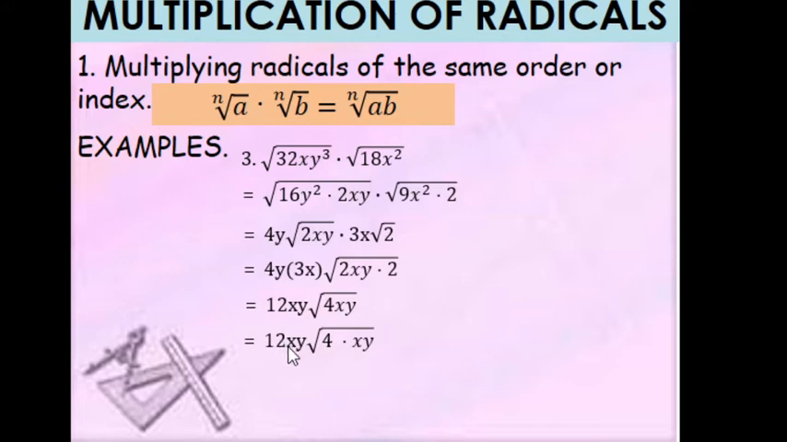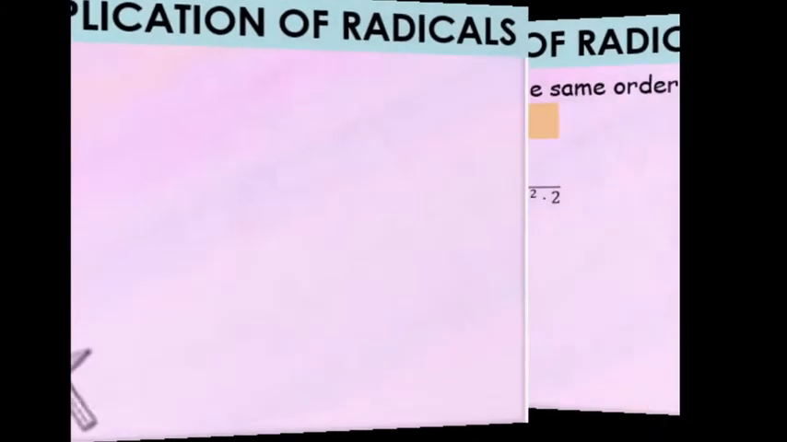So, this will become 12xy square root of 4 times xy. So, ngayon, kukuhanin natin ang square root ng 4 which is 2. And kailangan natin siyang i-multiply dito sa 12xy. So, this will become 12xy times 2 square root of xy. And then, simplify. So, this will become 24xy square root of xy. So, that is the final answer.